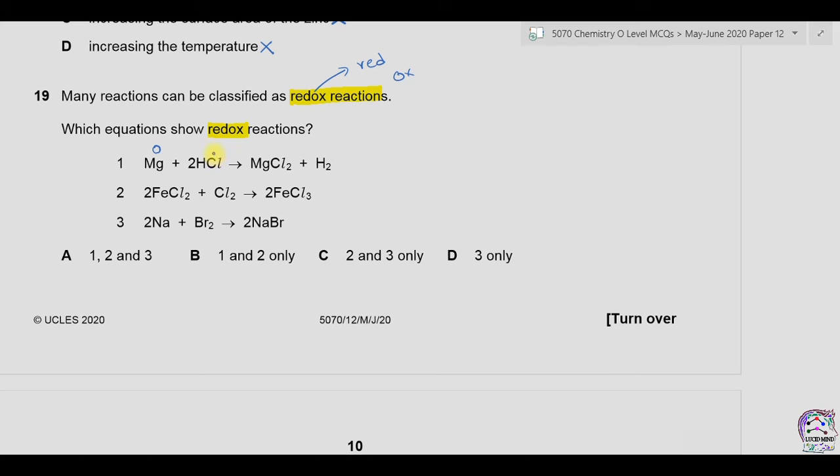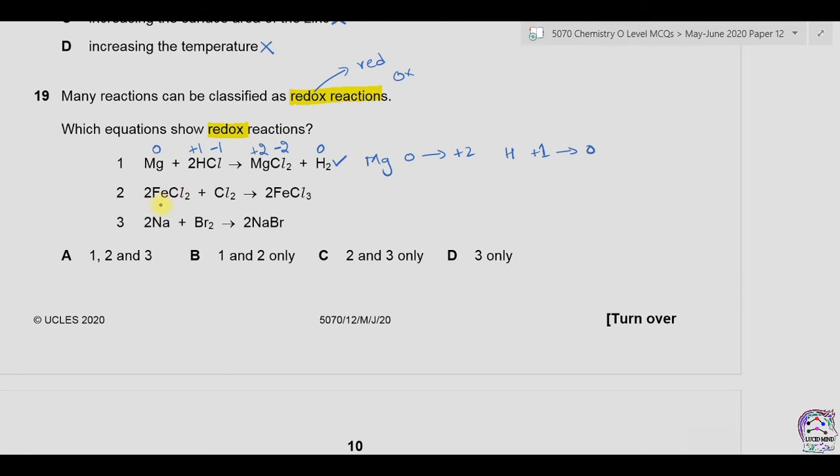In HCl, Cl has -1 charge as it belongs to the 7th group, so +1 is for the hydrogen atom. In MgCl2 there are 2 chlorine atoms, so the total charge on chlorine is -2 while on magnesium it is +2. Hydrogen gas is neutral, the oxidation state of the hydrogen molecule is also 0. Now we can see that magnesium has moved from 0 to +2 and hydrogen has moved from +1 to 0. So the magnesium atom has oxidized while hydrogen is reduced. So this is an example of redox reaction.